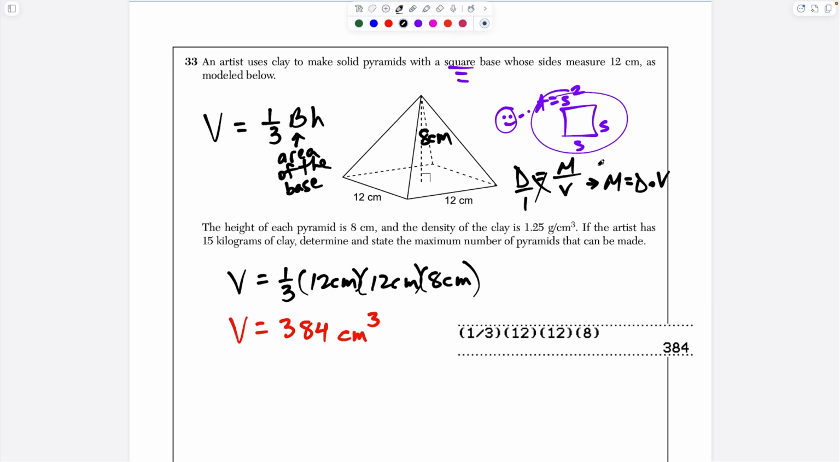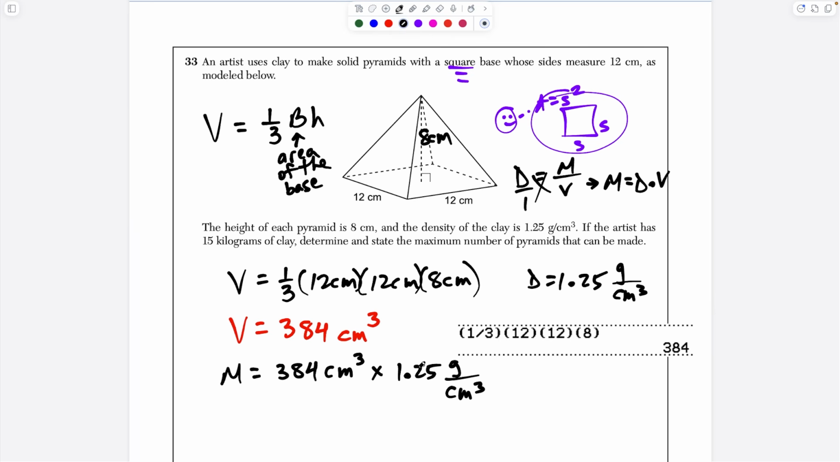So I'm going to find the mass of 1. And from here, what I could say is, all right, the mass of 1 is equal to 384 cubic centimeters times the density. And they told us the density is 1.25 grams per cubic centimeter. So I'm multiplying by 1.25, and we have grams per cubic centimeter. But the only problem here is when we work this out, notice the units that we're left with. We're left with grams. And what we have to account for next is that the artist has 15 kilograms of clay.